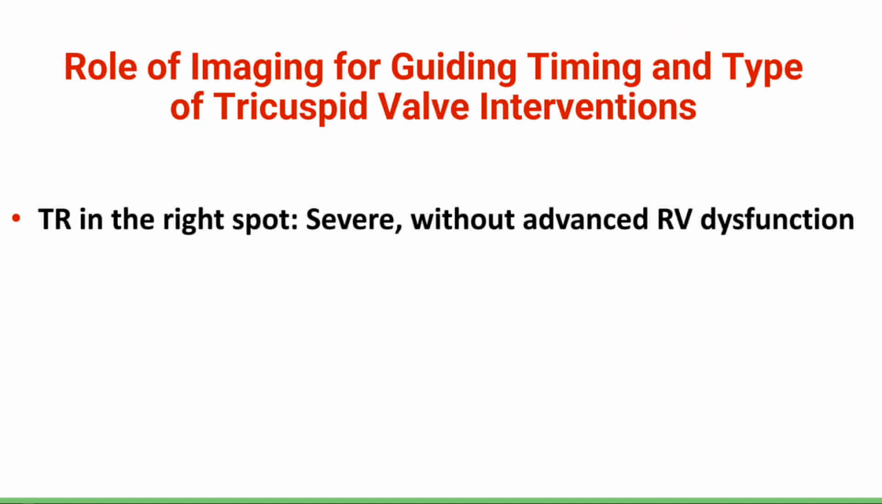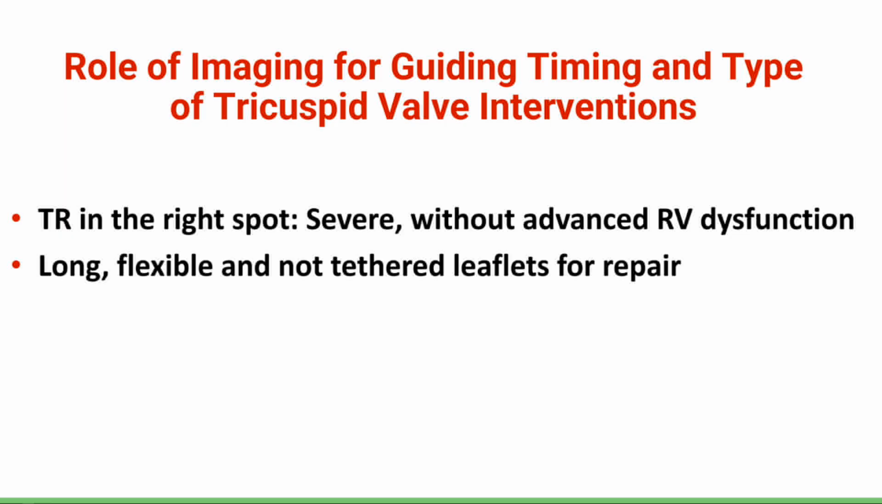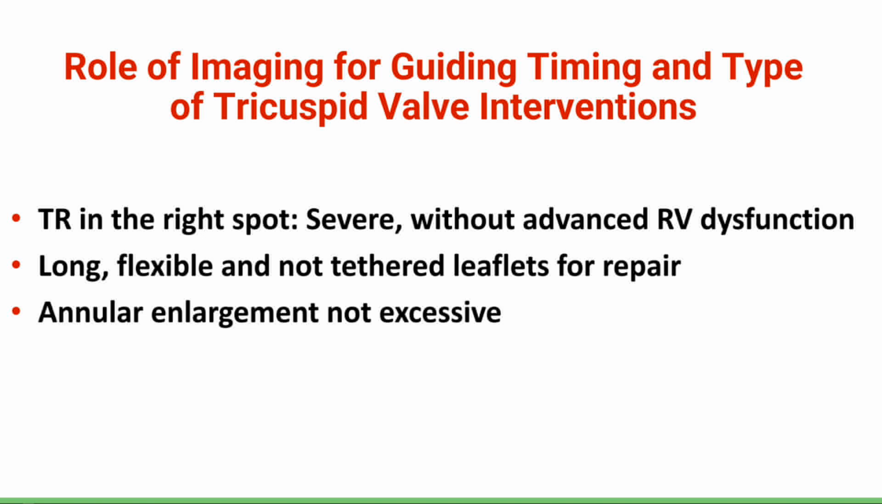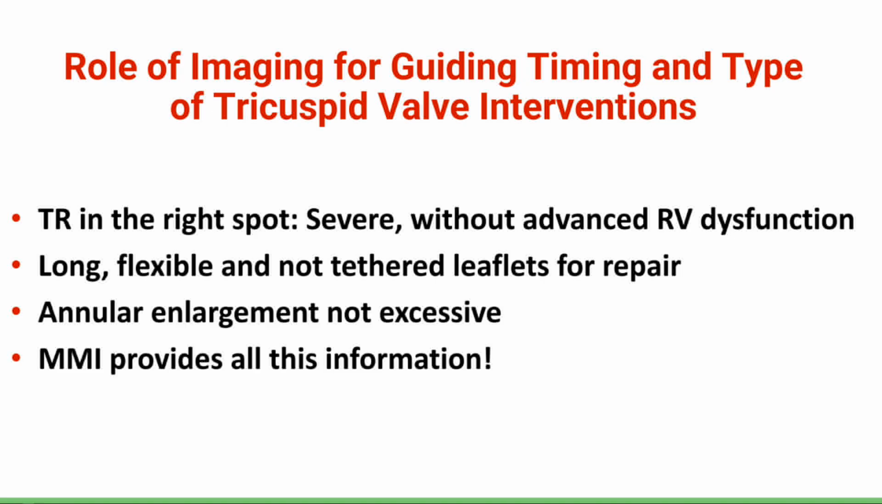So to sum up, imaging provides crucial information for guiding timing and type of intervention. Of course, it is essential to see that we have severe tricuspid regurgitation without advanced right ventricular dysfunction, with long, flexible, and not tethered leaflets if we are thinking of repair, without excessive annular enlargement, because then we will have tethering and we will go for replacement. And of course, multimodality imaging provides all this information.